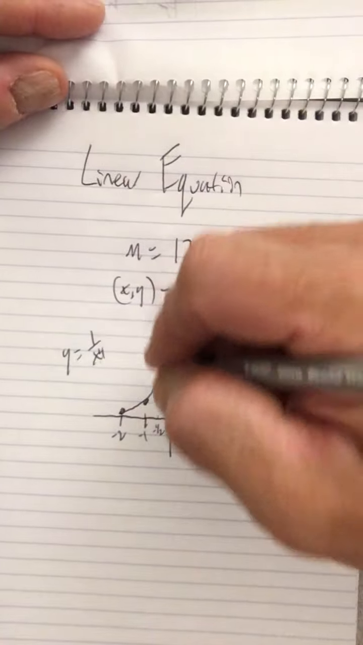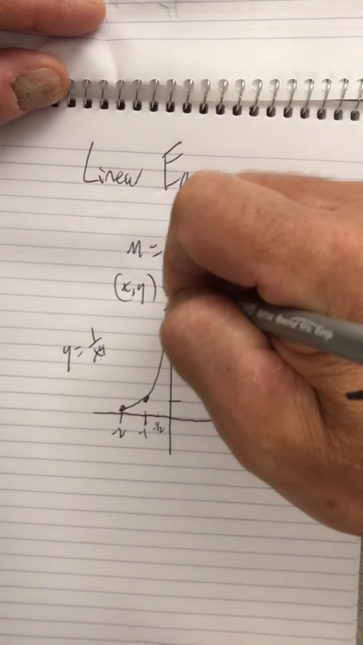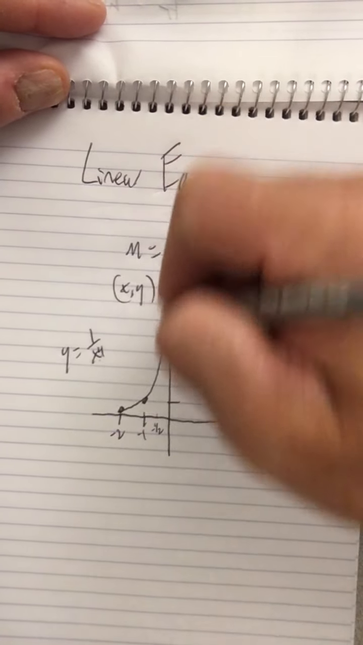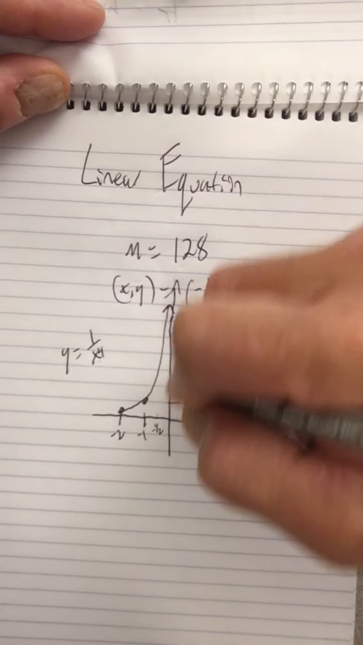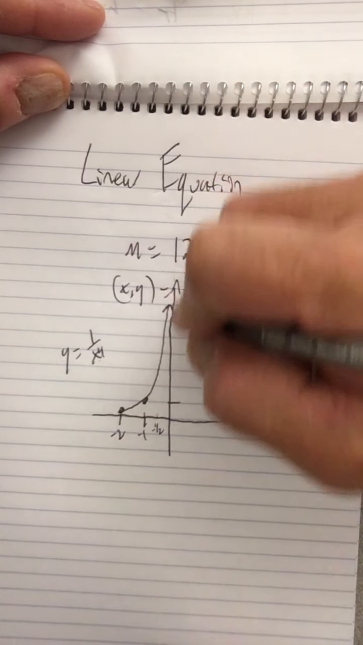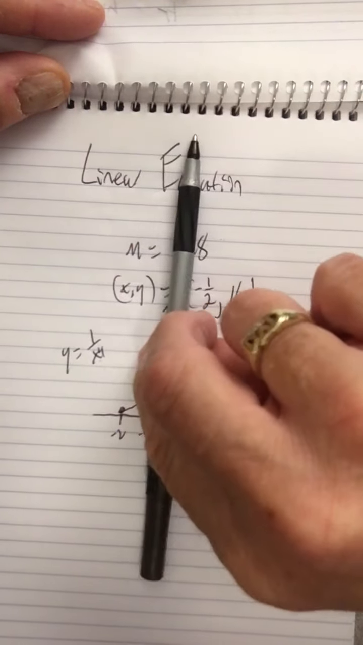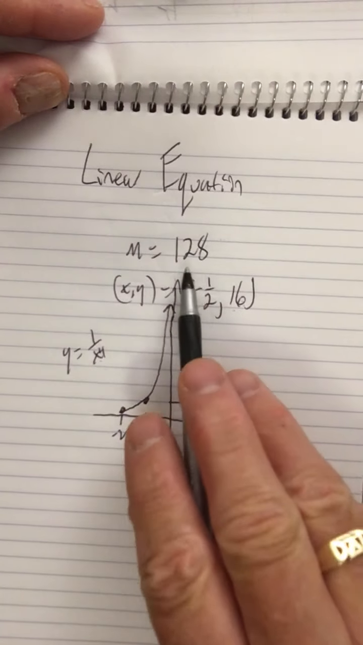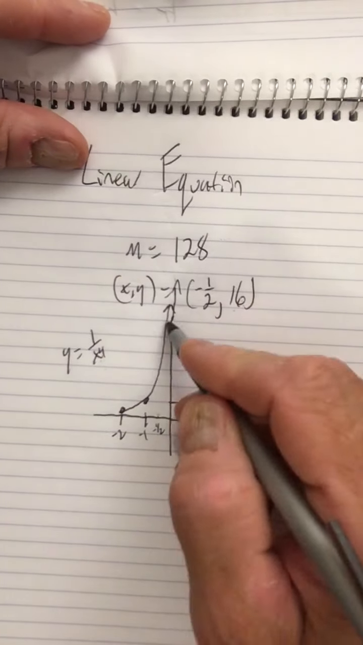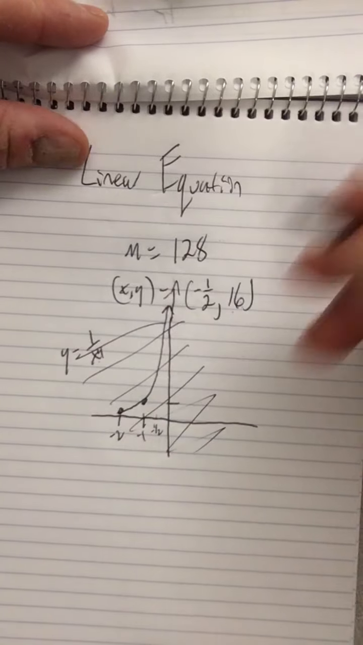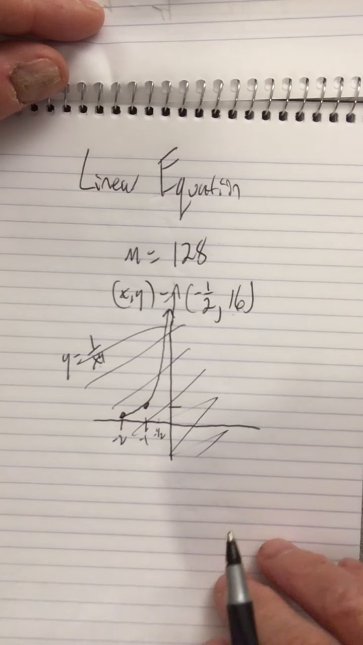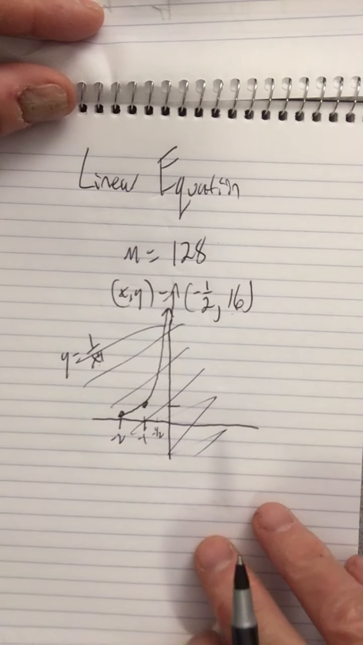But we'll let it go. Way up here is a point up at negative 1/2, 16. And so we see that our tangent line is going to be positively sloped and very steep. Oh, yeah, look how steep it is, 128. So, this was probably a waste of time, but let's go get that equation of the line with those two characteristics. So how are we going to do that?